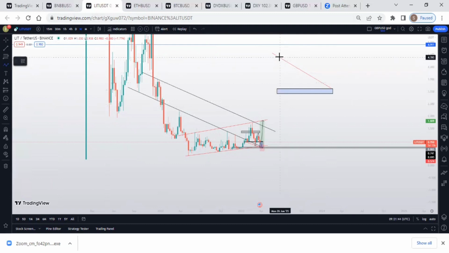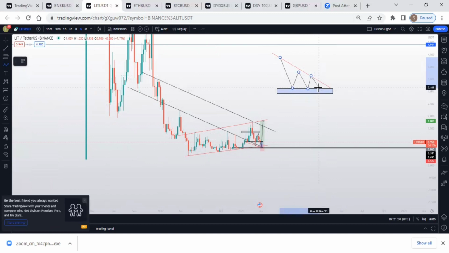This is actually what price did this way. Then price broke out to the upside to touch the second high there, and then came down to retest, then left again. Now this is the current position of the price on LIT.